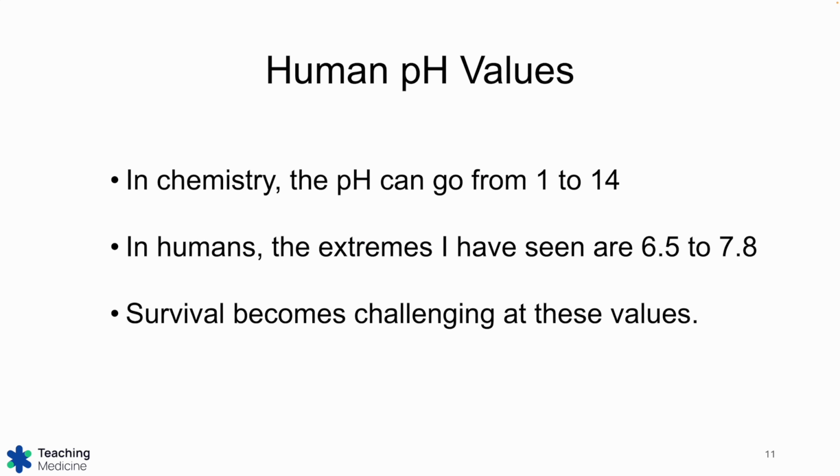Human pH values go from the lowest range that I've ever seen in clinical practice, down to 6.5, up to maybe 7.8. And at these extremes of pH, survival becomes very challenging.